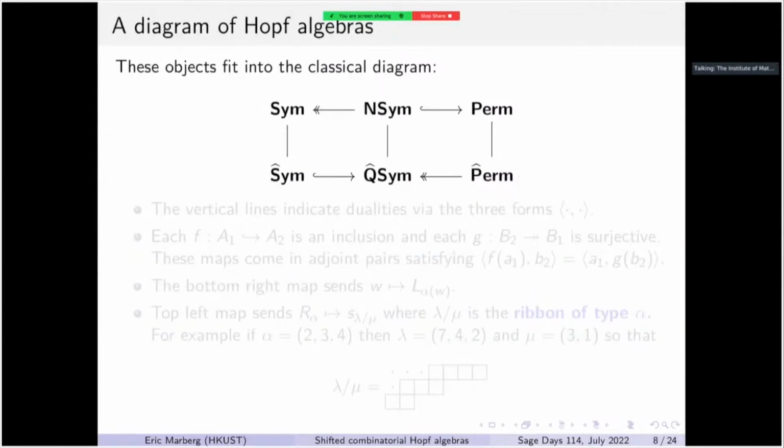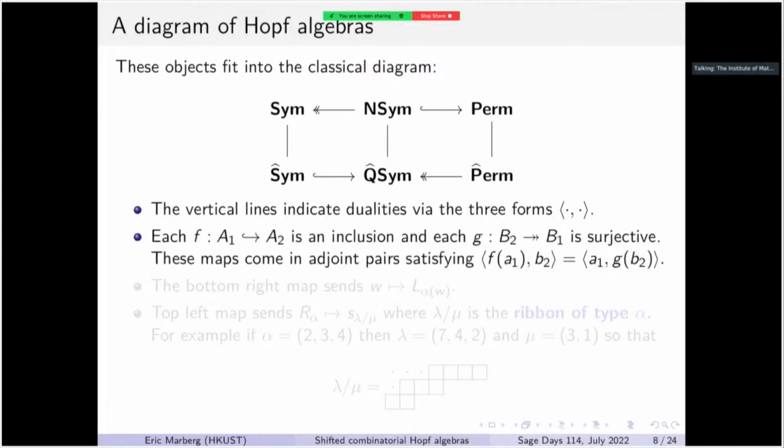Okay, so the things we've seen so far fit into this classical diagram of Hopf algebras. The vertical lines here are these dualities via the forms that we've introduced. And each of these inclusions is the adjoint of the surjection that is opposite. So if our inclusion goes from A1 to A2, and our surjection goes from B2 to B1, we have this kind of relation where the one map determines the other. So we've already seen inclusions. So what are these other maps?